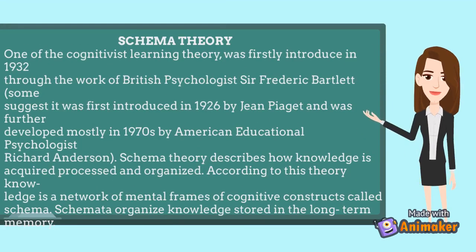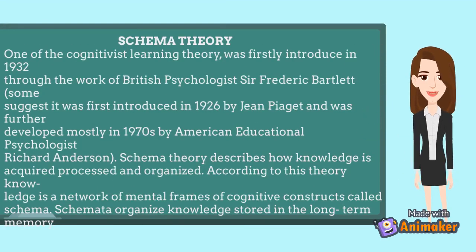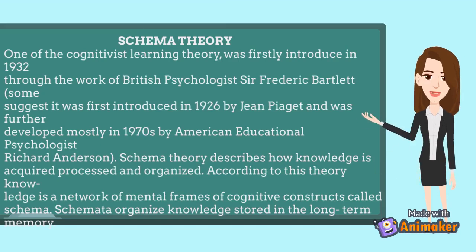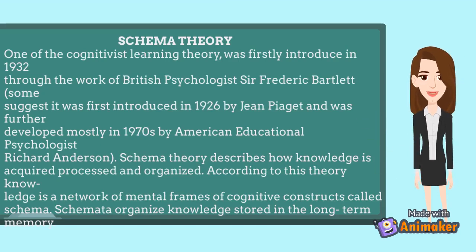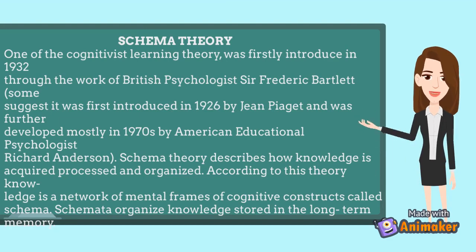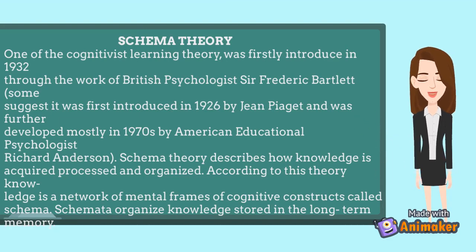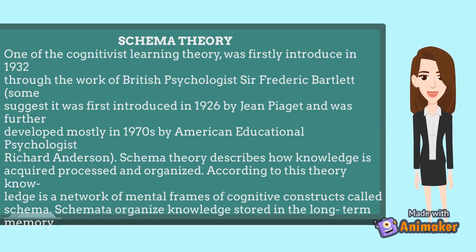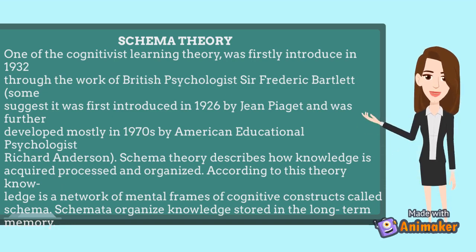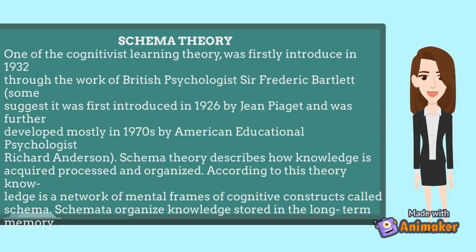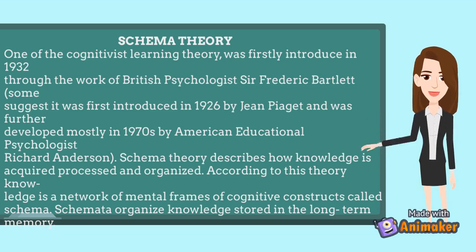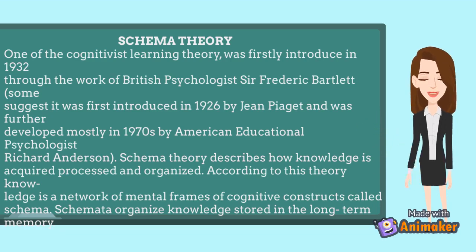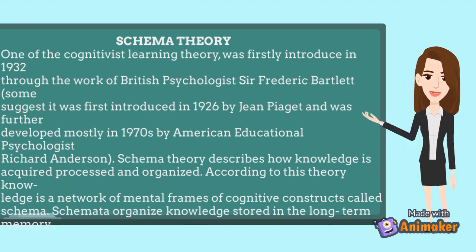Schema theory, one of the cognitivist learning theories, was first introduced in 1932 through the work of British psychologist Sir Frederick Bartlett. Some suggest it was first introduced in 1926 by Jean Piaget and was further developed mostly in the 1970s by American educational psychologist Richard Anderson. Schema theory describes how knowledge is acquired, processed, and organized. According to this theory, knowledge is a network of mental frames or cognitive constructs called schema. Schemata organize knowledge stored in the long-term memory.